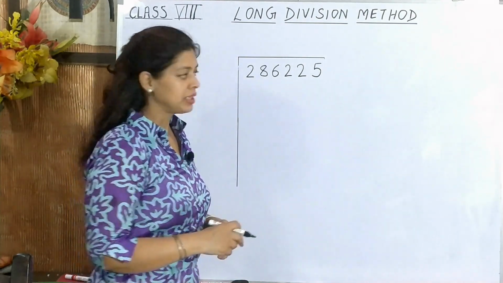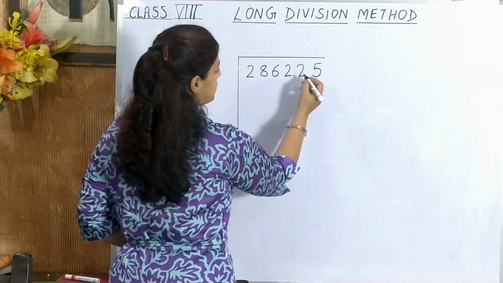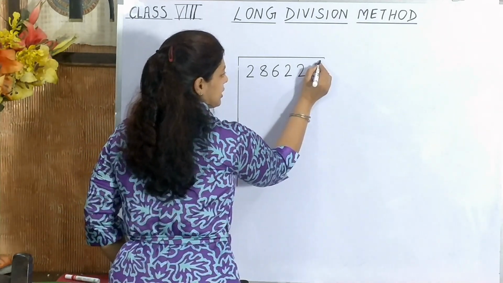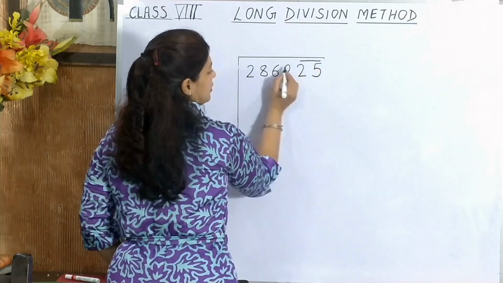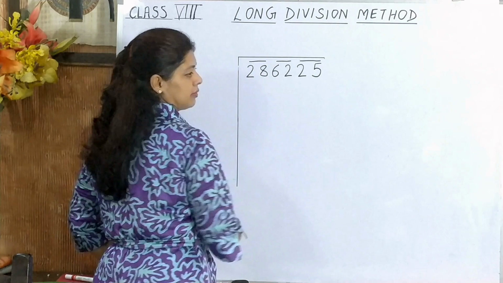So for grouping, we start from the right and move towards the left. We start from the units place. So the first pair in this case is 25, the second pair is 62 and the third pair is 28.